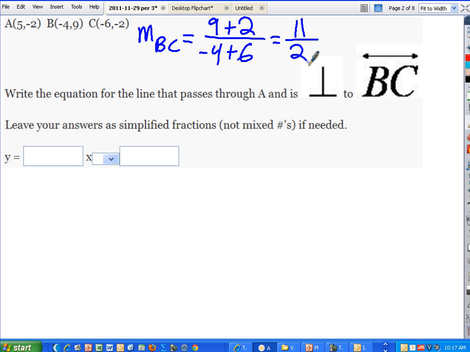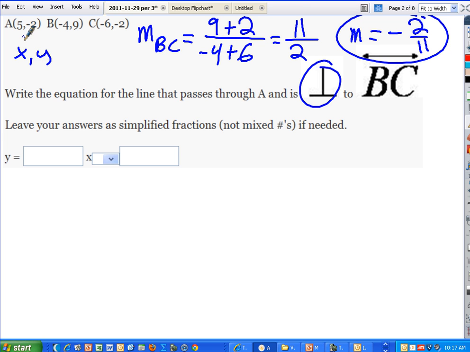Now, is that the one that we want? Okay, we want the perpendicular slope. So we want the opposite reciprocal. So this is positive, ours has to be the opposite, which is negative. Flip the fraction. -2/11 is our slope. Okay. Well, here's x and y. Right? So I'll use the same thing as before. I'm just going to plug in for y equals mx plus b.